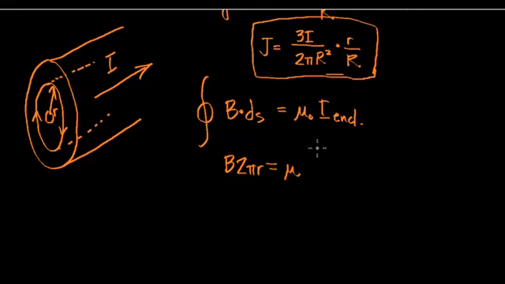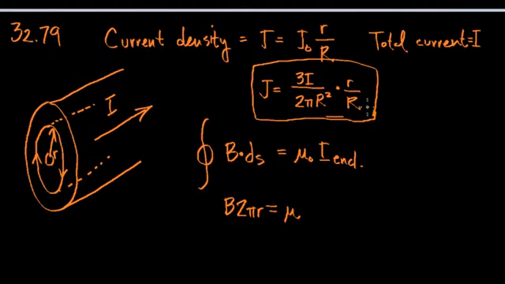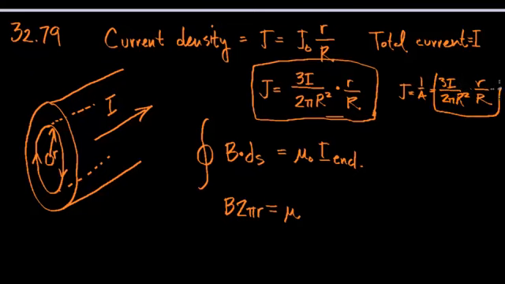And then we have mu naught, and we know that we can figure out what I enclosed is, right? Remember that I enclosed is going to be J, where J equals I over A, which is also equal to 3I over 2 pi R squared times little r over big R. And so I take this and multiply it by A, and I'll get the current.